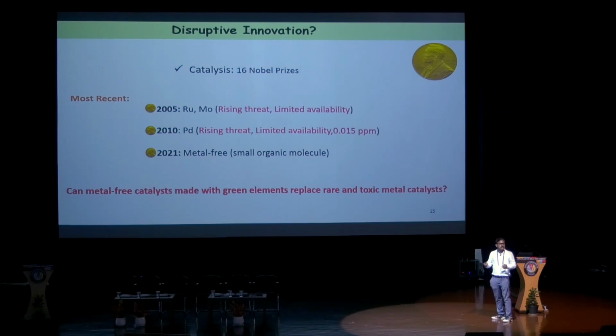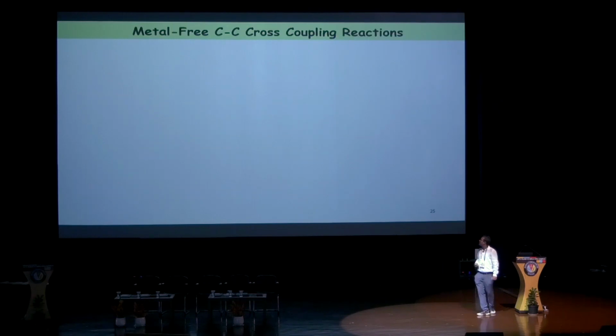If you look at the Nobel Prizes in catalysis, most of them, except one actually, always used metal-based catalysts. And many of them are very rare. So can metal-free catalysts made with green elements replace rare and toxic metal catalysts? We need to do that. We need to think about that.